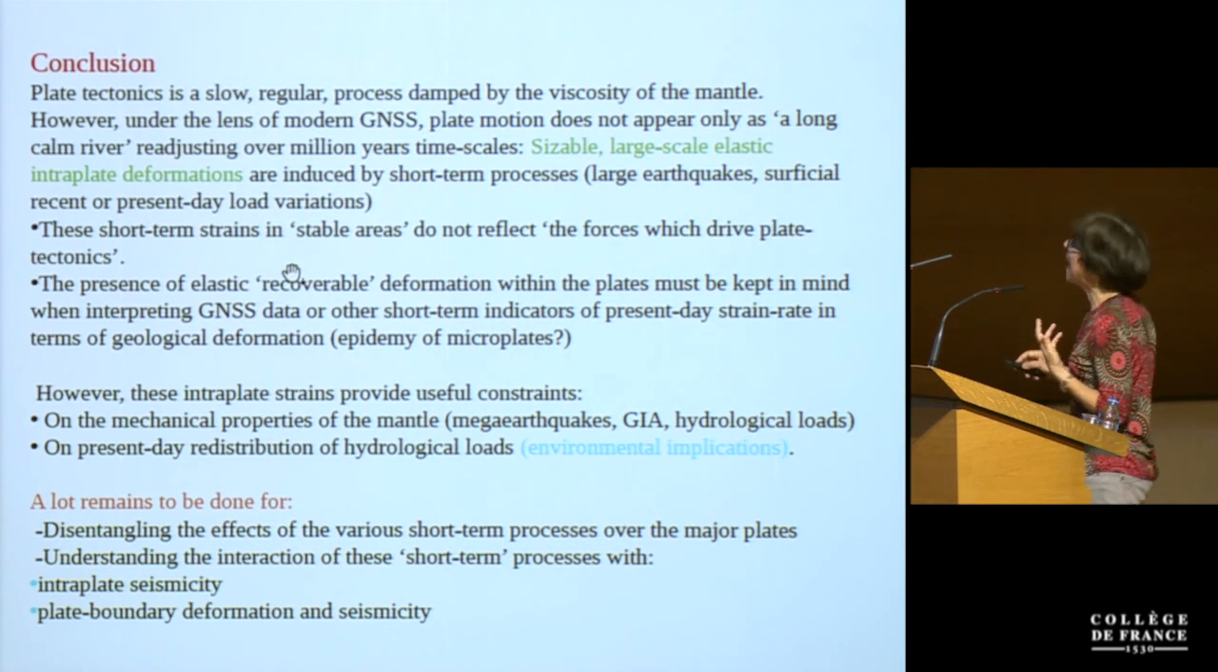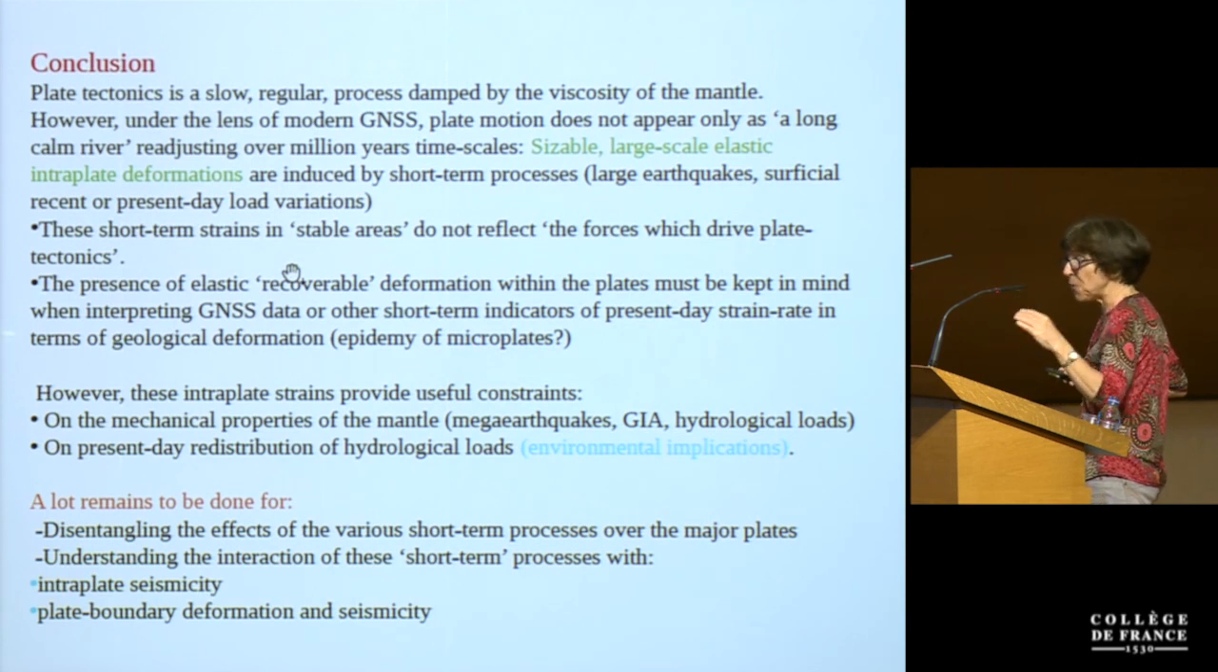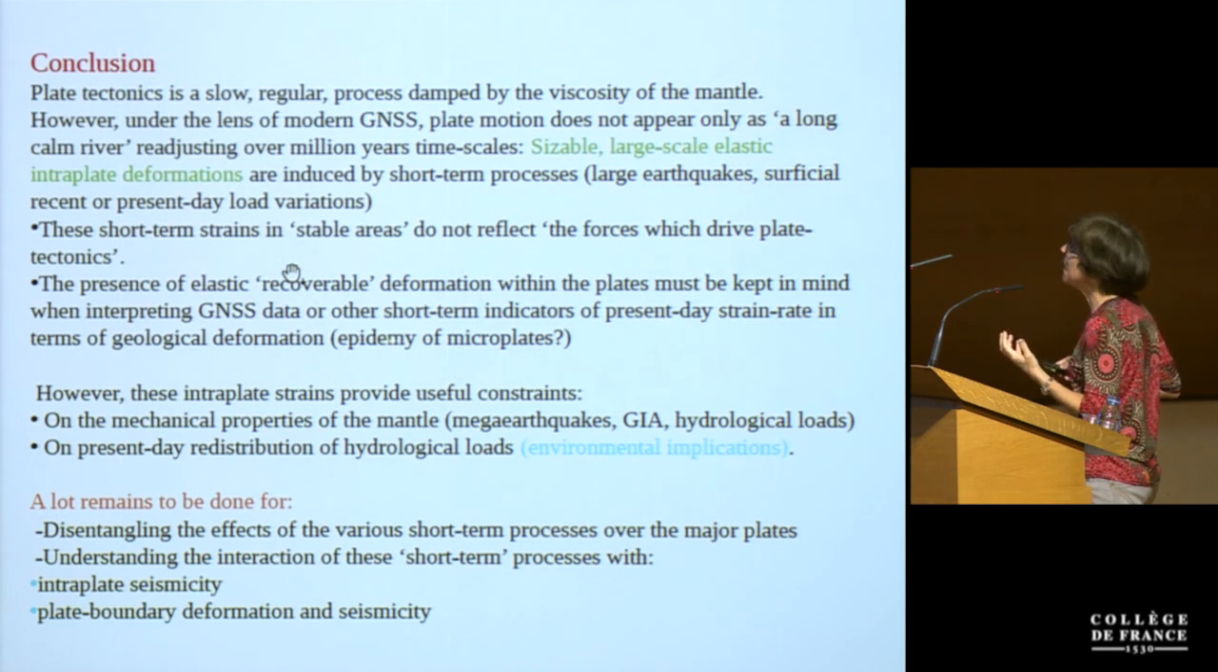My conclusion is that I guess there are really strong evidences for elastic deformation of the lithosphere in time, and that means that the present-day strain rate in the plates should not be systematically interpreted in terms of forces which drive plate tectonics. I don't mean here that I don't believe that there are areas which have truly long-term plastic deformation, but there is also elastic deformation. And if a geologist and a GPS person are arguing about the deformation in a given area, perhaps they should not argue because they don't necessarily measure the same thing.